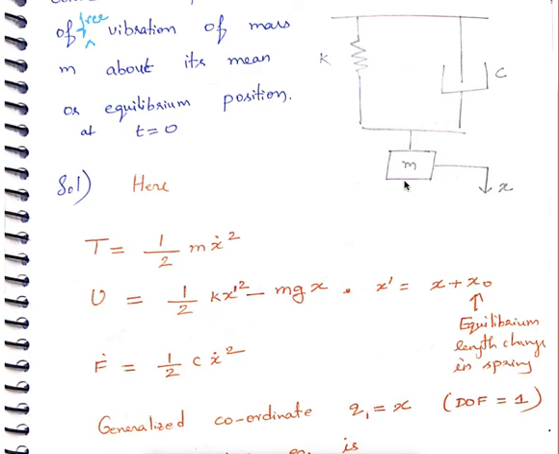What is the potential energy for this particular system? Potential energy is stored energy minus external work. So, what is stored energy? Initially the spring was at its mean position, and it had extended by length x naught. Now, from the mean position you are displacing it by distance x. So, what is the total change in length of the spring? It is x plus x naught. So, what is the stored energy in the spring? Half k x dash square, where x dash is equal to x plus x naught. That is the stored energy.